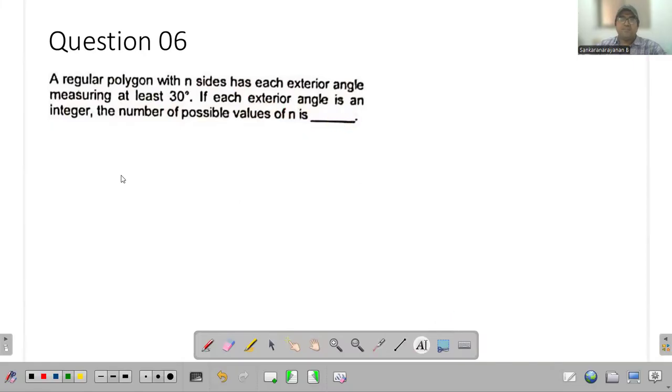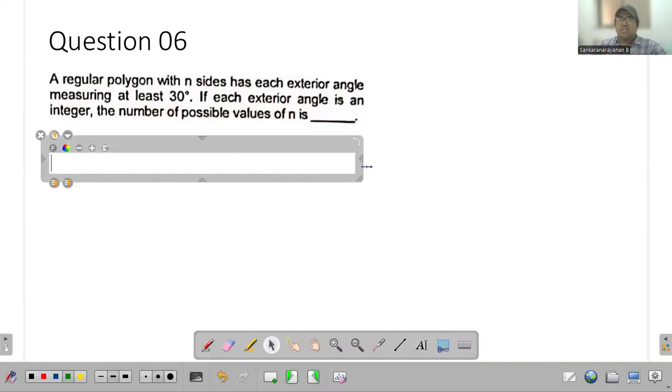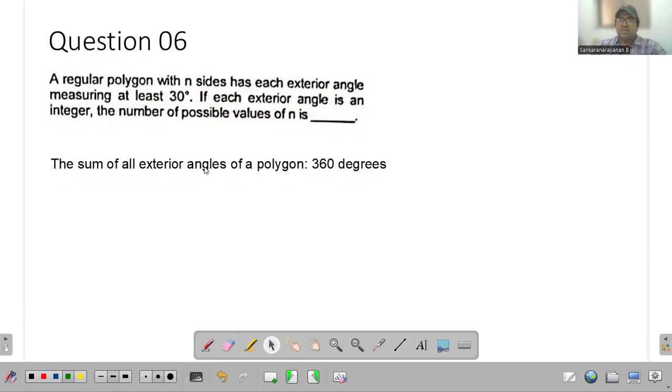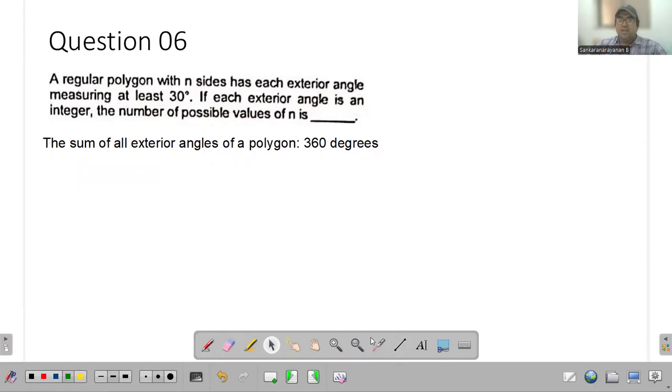That is the question. So for answering this question, quickly recall the sum of all exterior angles of a polygon, irrespective of the number of sides. That corresponds to 360 degrees. So this is the concept which we are going to consider for answering our question.